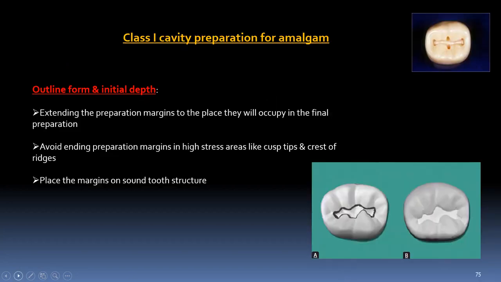Then here there's a small diagrammatic representation of the cavity preparation for amalgam. So the outline from an initial depth, we have to extend the preparation margins to the place they will occupy in the final preparation, as we can see here. Then avoid entering preparation margins in high stress areas like cusp tips and crests of the ridges. Then place the margins on the sound tooth structure.